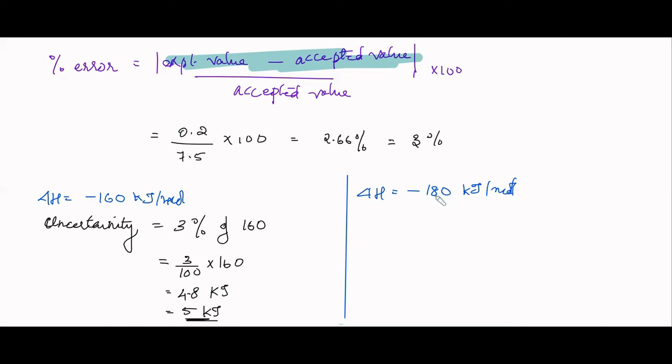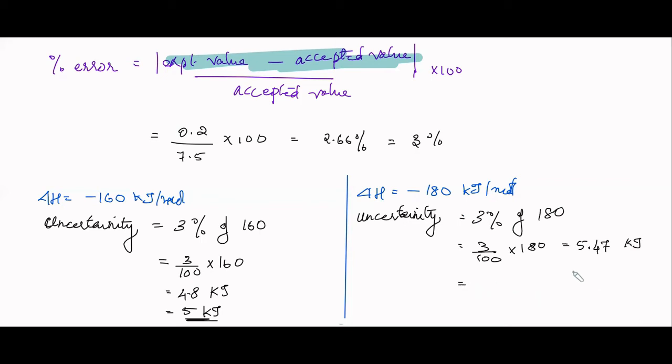Or if I'm going with minus 180 kilojoules, I'll get the uncertainty equal to 3% of 180. So that will be 3 over 100 times 180. This will be equal to 5.47. If I'm rounding it off, this also will give me 5 kilojoules. So now let's check the marking scheme.